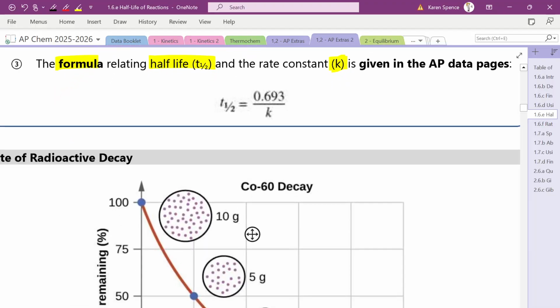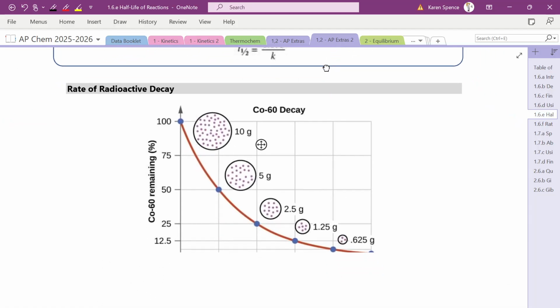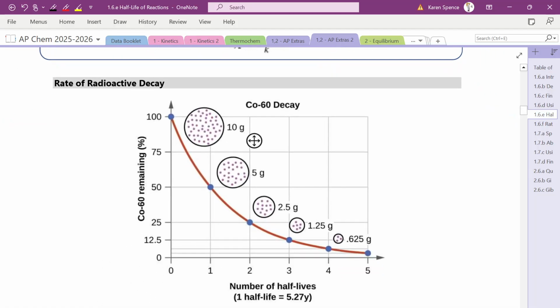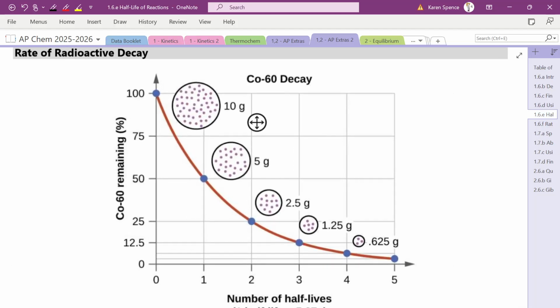So here's just an illustration, because it may be that you've never seen radioactive decay before. The graph. Basically what you can see is that we start with how much cobalt-60 is remaining at any given time. Cobalt-60 is a radioactive isotope. It could be written like this.